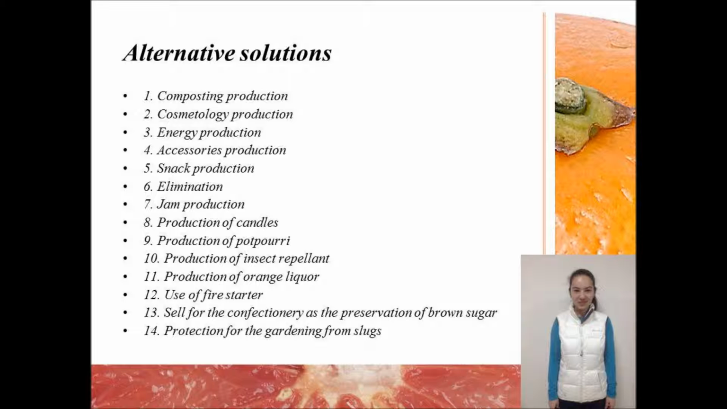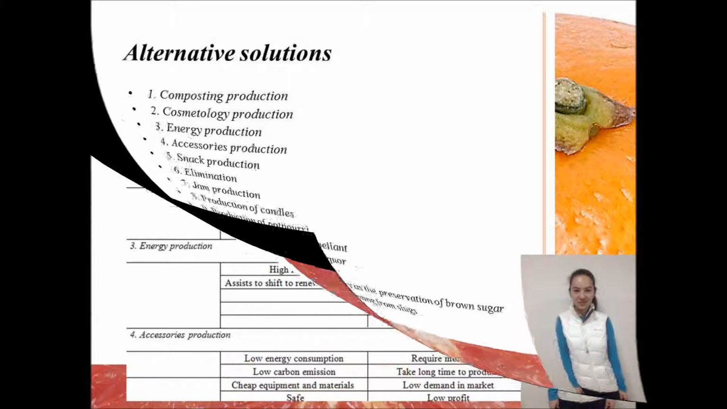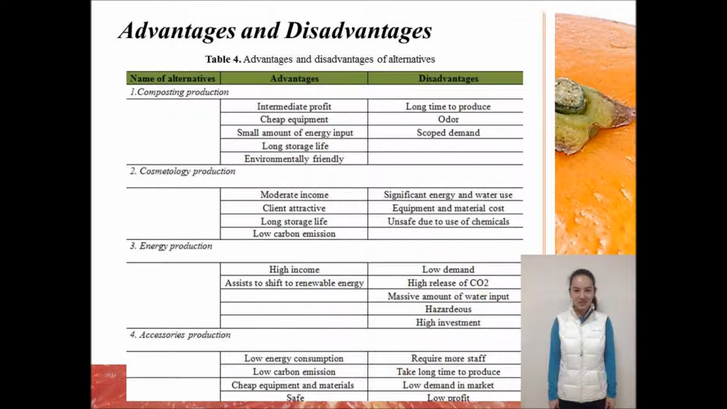To select alternatives that have the potential to bring value to the system, several methods were used. First of them is looking for the advantages and disadvantages of each one. The most valuable ways of using orange peels are the following.